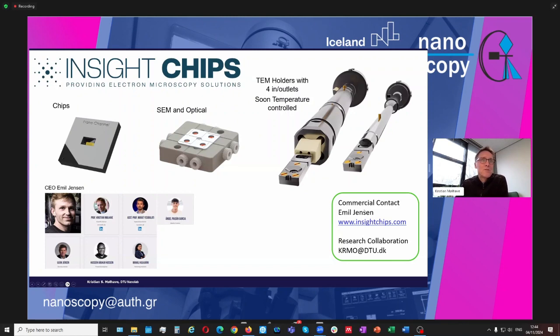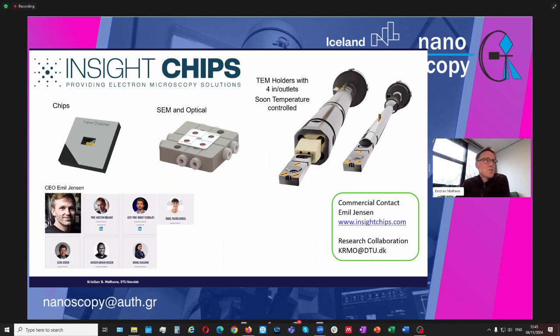I mean, if it's commercial and you just want to buy it, it's Emil and you can get a quote on the price. But if you want to do research collaboration, you contact me, and we're very open to do collaboration because, I mean, there are so many things that we would like to do with the nanochannels, but only so much that we can do.